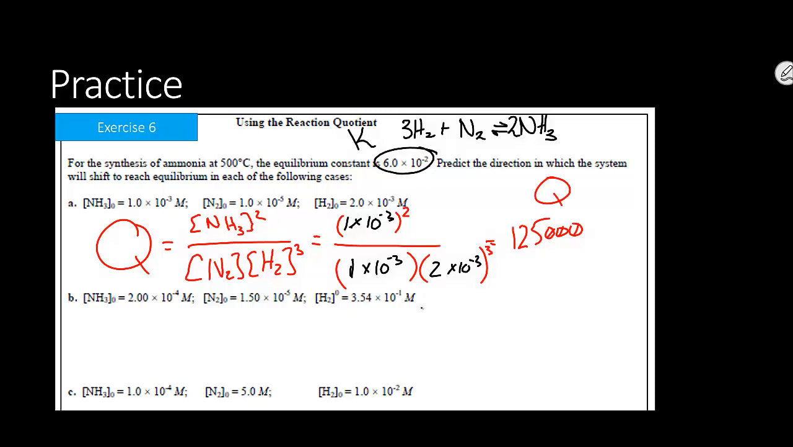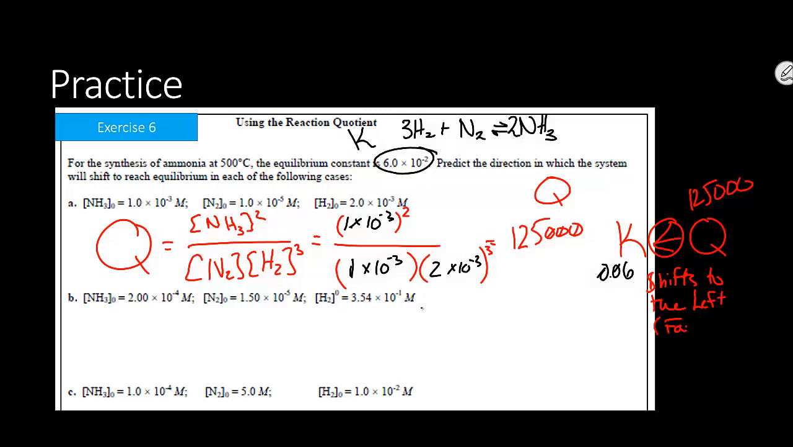So in order to determine which direction the reaction shifts or which direction the reaction favors, we'll compare that value of Q to the given value of K, which again was 0.06. Obviously, 125,000 is significantly larger than 0.06, so the reaction shifts to the left, or favors reactants. Same song, second verse, same as the first.